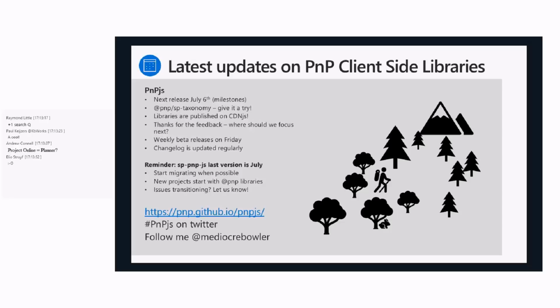So taking back over. A quick update on the PnP client-side libraries, PnP JS. The next release is scheduled for July 6th. If you're wondering when releases are going to be, we are setting up milestones for each release, so you can always check the milestones in the GitHub repository. That'll give you the release dates. We do try and stick to those. Every once in a while we'll miss by a day or two, but we try and hit those pretty close.